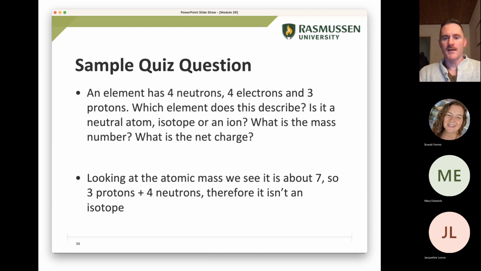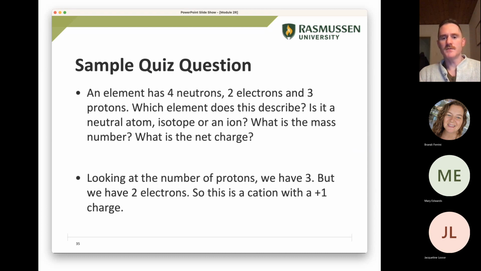So looking at the atomic mass, we see it's about 7, right? That's the number you get for the atomic mass. So you think, okay, 3 plus 4 is about 7. So it's not an isotope, right? It's what you would expect. That question, is it an isotope? I'll say this, the quiz asks some really poorly worded questions about, is this an isotope? If you get those wrong and everybody gets them wrong, I typically throw those questions out, so don't worry too much about them. But this one's important, right?